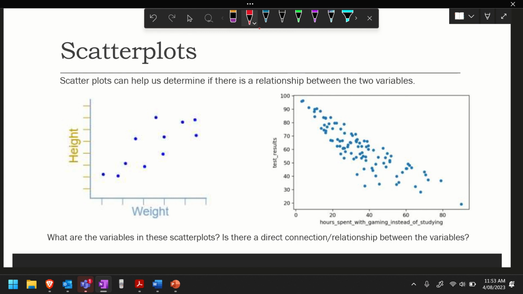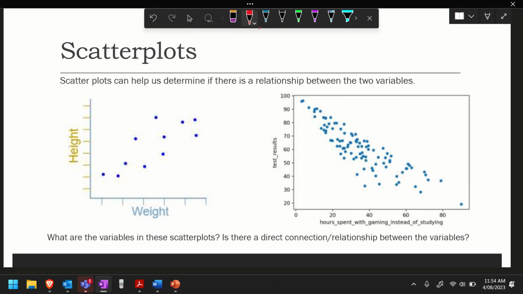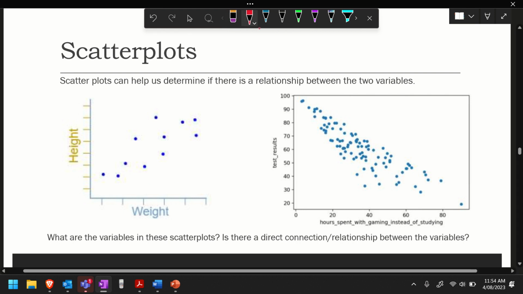So you can see here. Okay, can anyone tell me what are the two variables in this graph here? Height and weight. So what does that graph look like? What does it say? Can I ask maybe Kira? What do you think the graph is saying with height and weight? Yeah, so the taller you are on the height scale, the more you'll probably weigh. Okay, not always the case, but normally that's what happens.